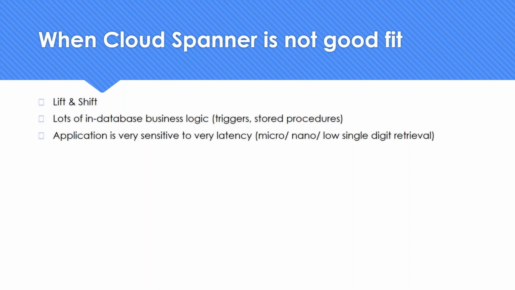So that's the reason I told you to stick to your basics. Lift and shift, you should have something in on-prem. Only if you have something can you shift it. If you don't have anything, or if you have a totally different product, then it's not going to be lift and shift. Okay, so that's the first use case where you should avoid it.